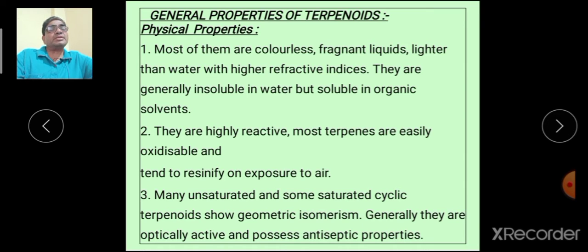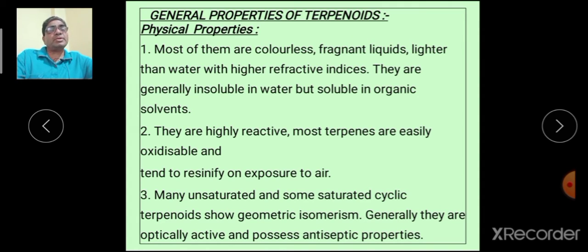Of course, present liquids lighter than water, having high refractive indices. They are generally insoluble in water but soluble in organic solvents. Highly reactive, most terpenes are easily oxidizable and tend to rancify on exposure to air.